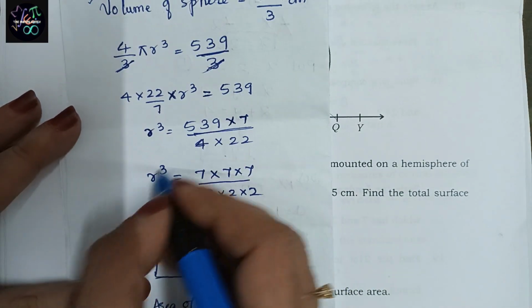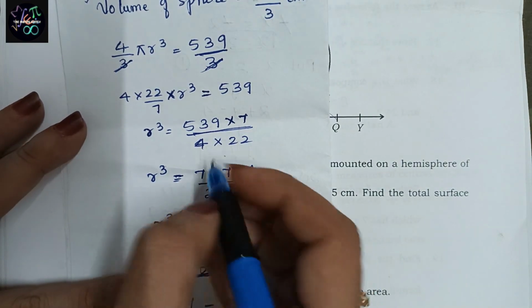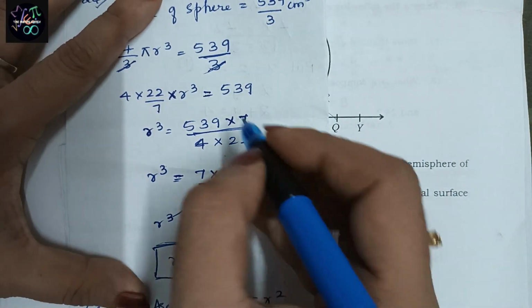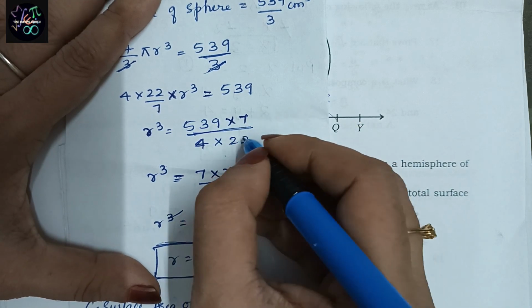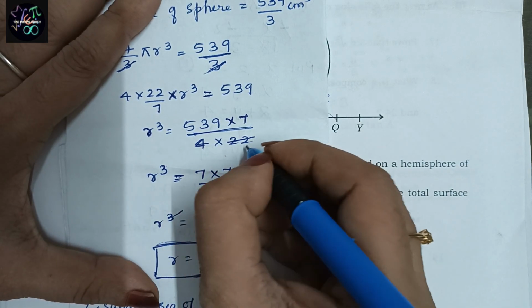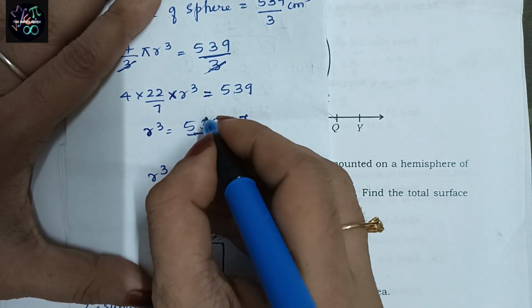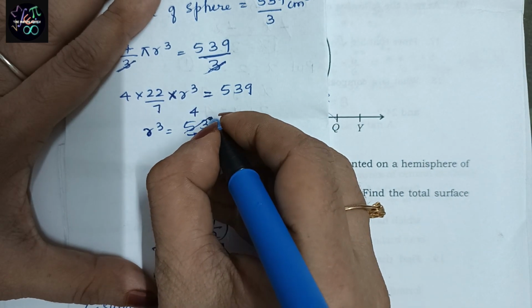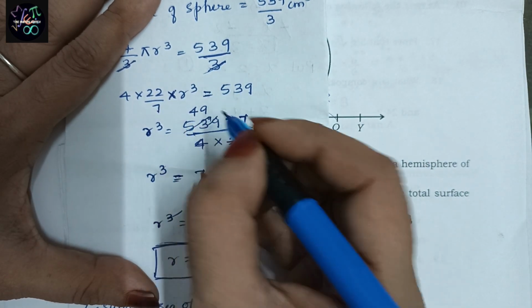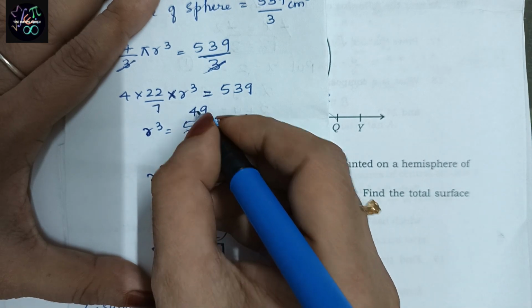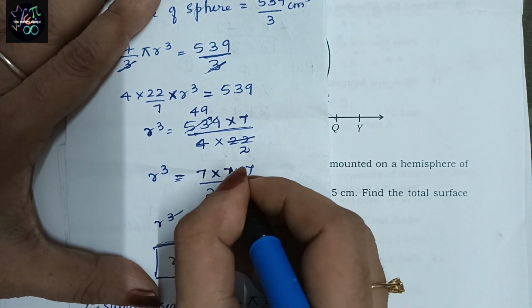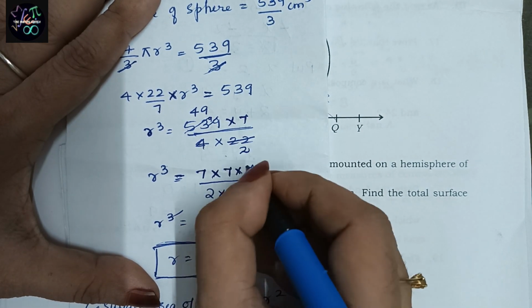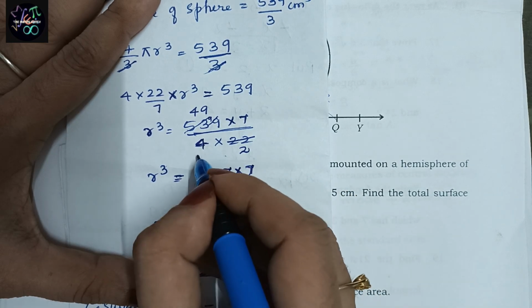In the next, r cube is equals to, now let us cancel. I didn't cancel earlier so that I can clearly cancel in front of you people. So 11 2s are 22, 11 4s are 44. So 9 remains, 11 9s are 99. We got here 49 and we know 49 is 7 into 7. So into 7 as it is. 4 is nothing but 2 into 2.